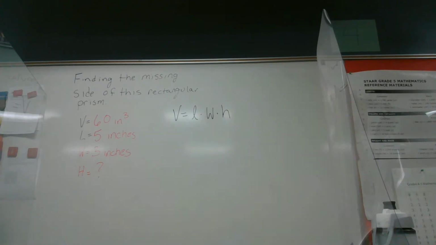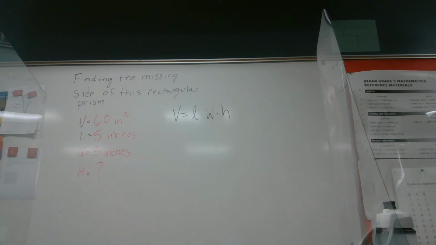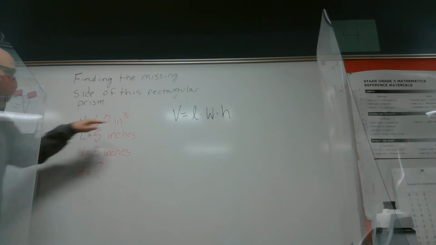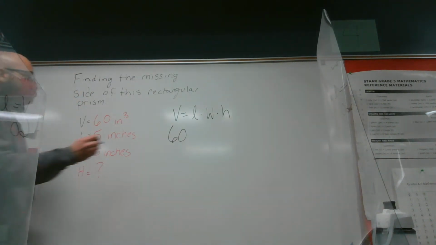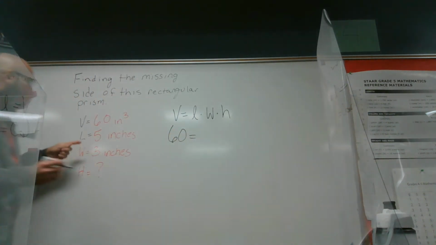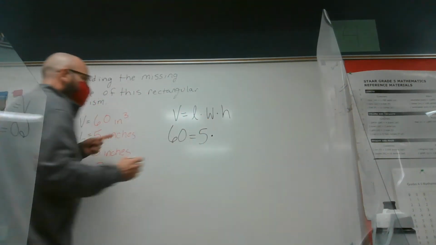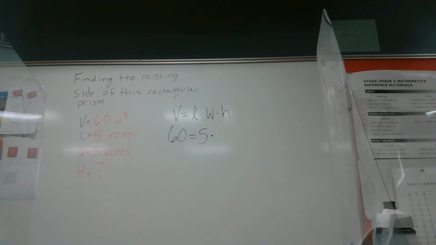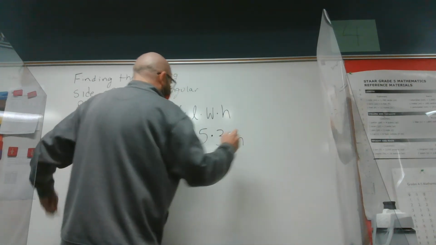Then we replace. We have 4 variables in here: the V, the L, the W, the H. We replace the variables that we know. So I know the V for volume equals 60. So 60 equals, I know the length is 5 times, and remember I've told you that dot is a multiplication sign, 5 times, I know the width, which is 3 times the height.